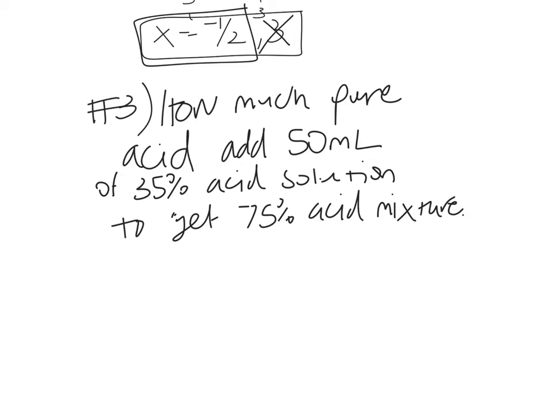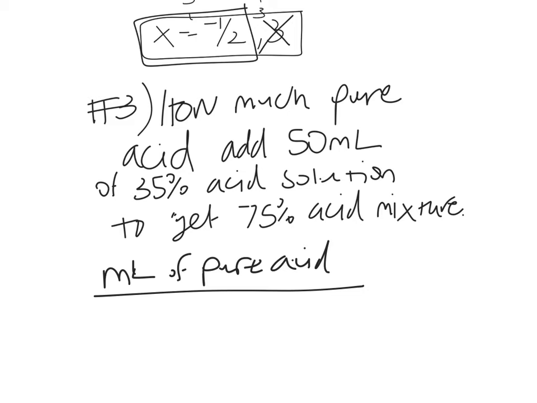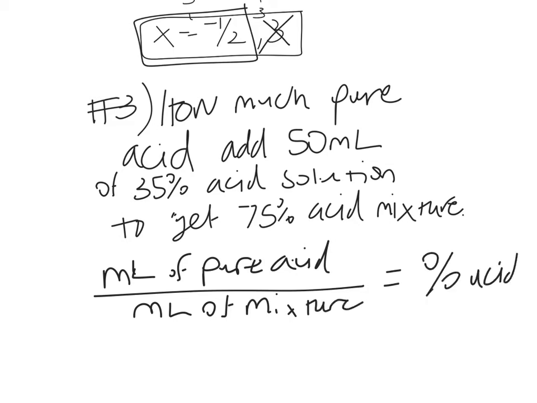Okay. Now, let me tell you. The milliliters of pure acid over the milliliters of mixture is going to equal the percent of acid. Does that make sense? It's kind of like if you took a quiz and I took the number right that you had over the total numbers, you would get your percentage on the quiz, right?